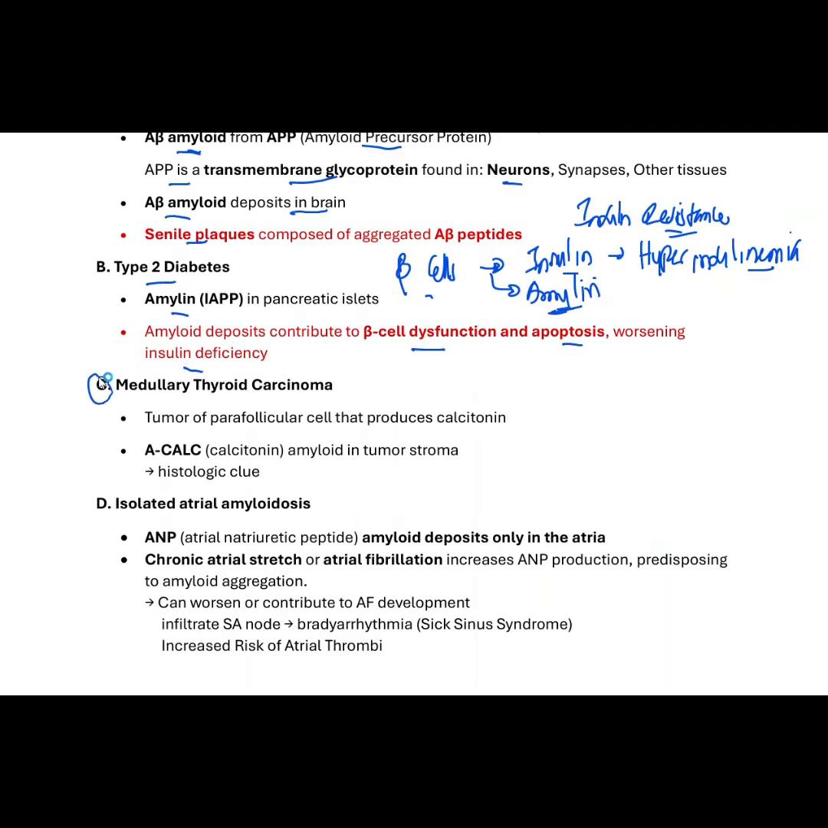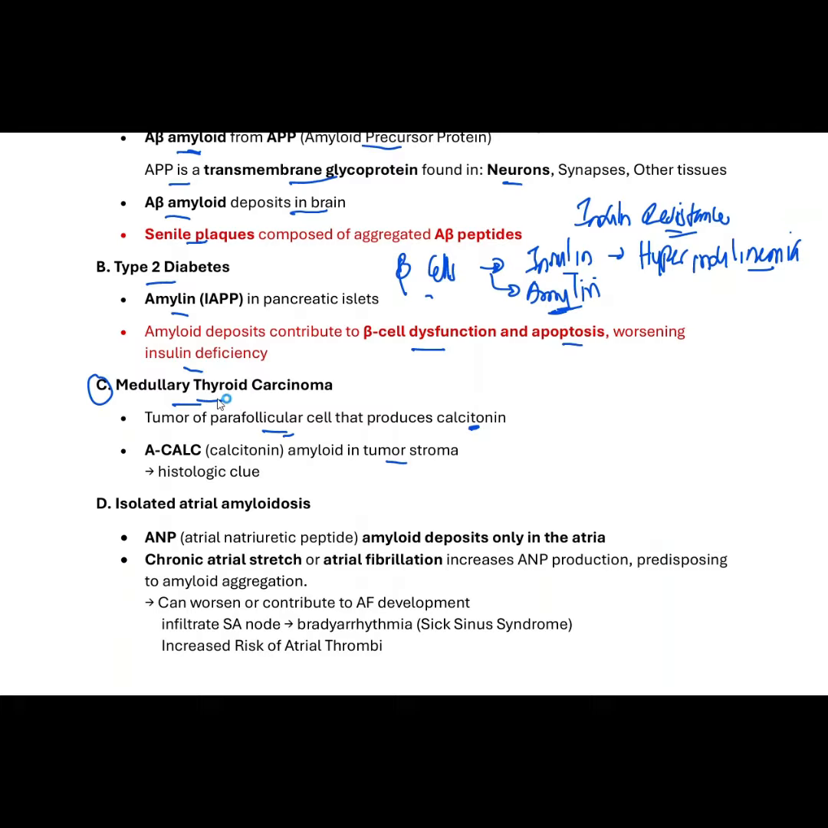Moving on to the next one, which is medullary thyroid carcinoma. As we know, medullary thyroid carcinoma is a tumor that originates from the parafollicular C cells, and the parafollicular C cell produces calcitonin. And this calcitonin could be converted to amyloid, and it's going to deposit in the tumor stroma. And that's always a classic histology. So if you see someone who has a thyroid mass, they did a biopsy, and they mention that Congo red is positive, and they're concerned about amyloid deposition, always think of medullary thyroid carcinoma.